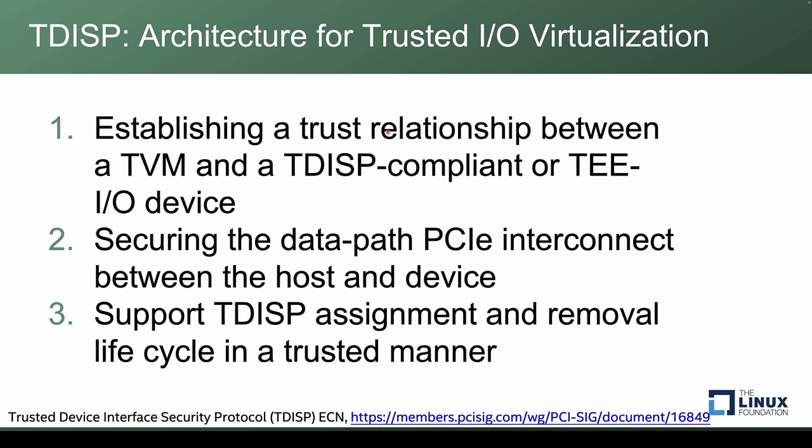The second thing is securing the data path, the PCI interconnect between the host and the device. Transfers must be cryptographically protected to provide confidentiality, integrity, and replay protection to TVM data. Such schemes must also guard against violation of producer-consumer ordering, and support TDISP assignment and removal lifecycle in a trusted manner. More details are defined in the spec here.